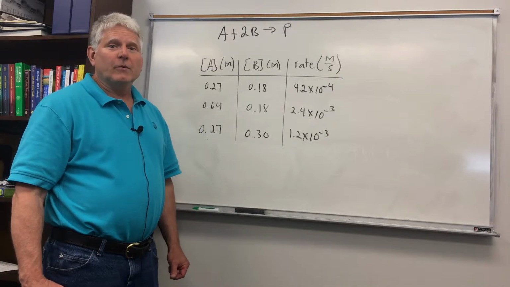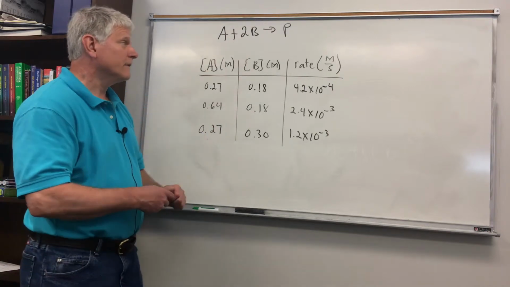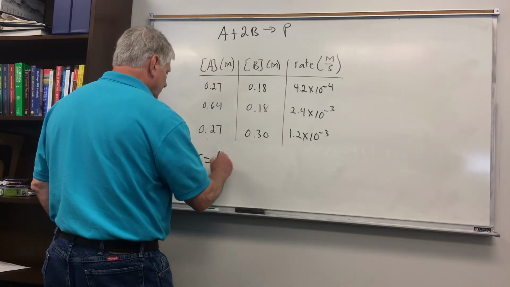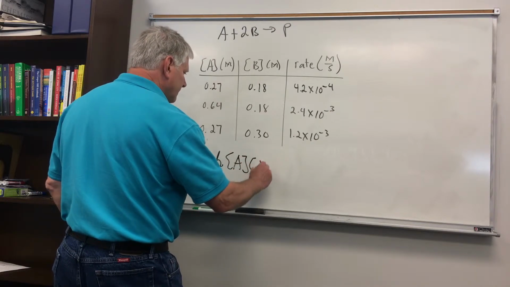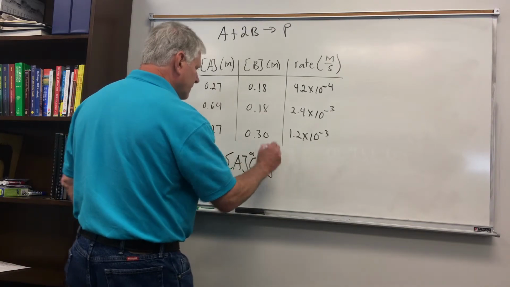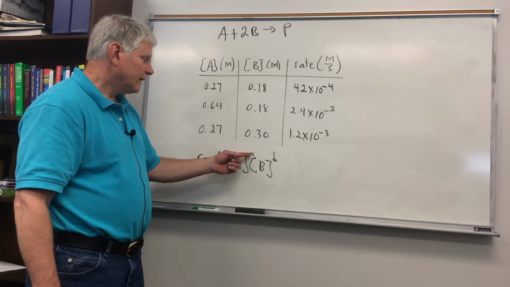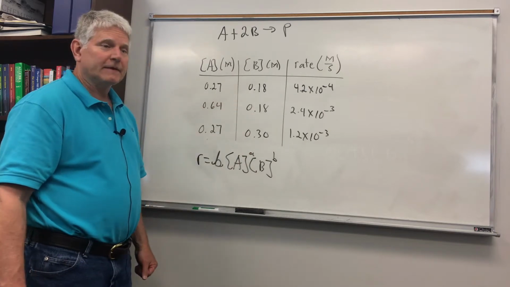Now let's do an example where we're going to find the rate expression for this reaction. So we can write the rate in general as the rate constant times the concentration of the reactants raised to some power. And we're going to find what a and b are from this experimental data.